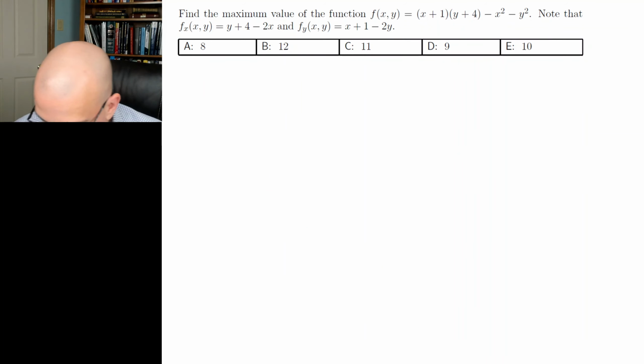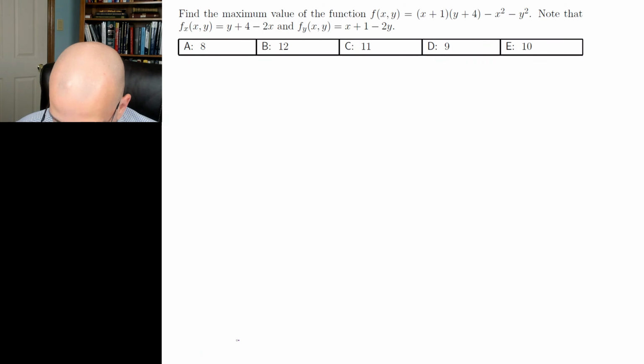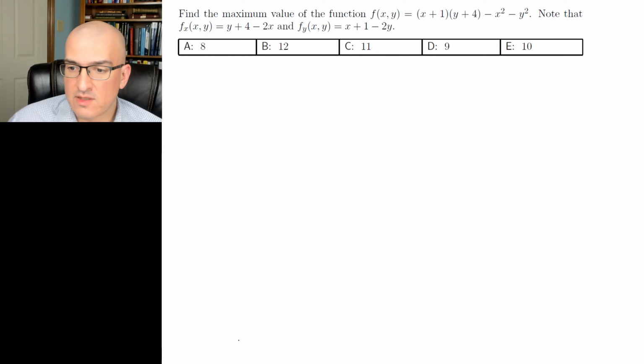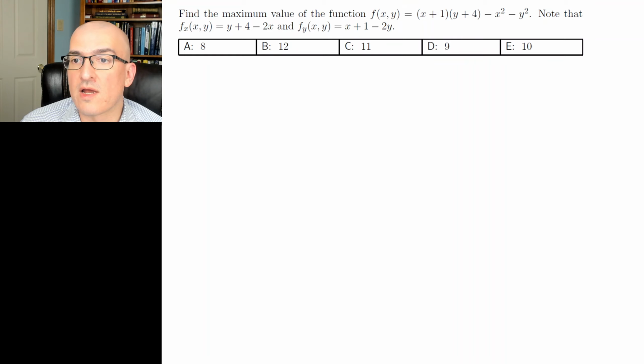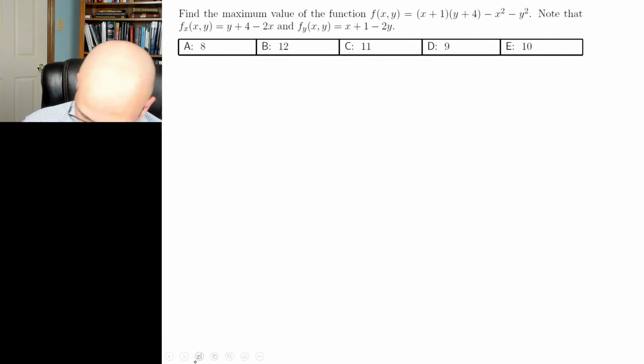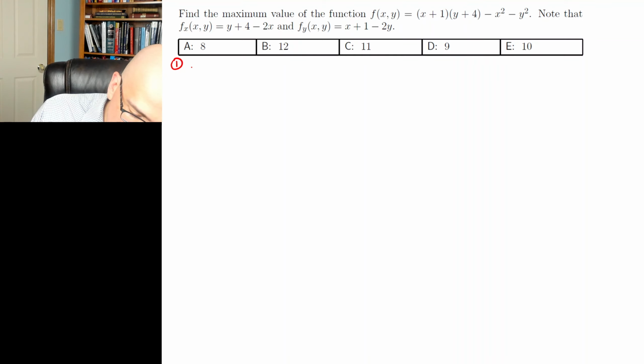All right. So now we're going to go back to the full examples of these maximization questions. Find the max value of this function. And they give us fx and fy. So step 1 is done. Find fx, fy was given. Step 2, solve the system.